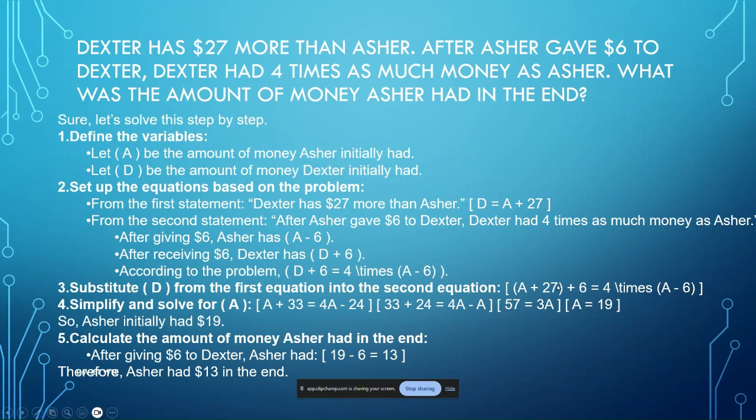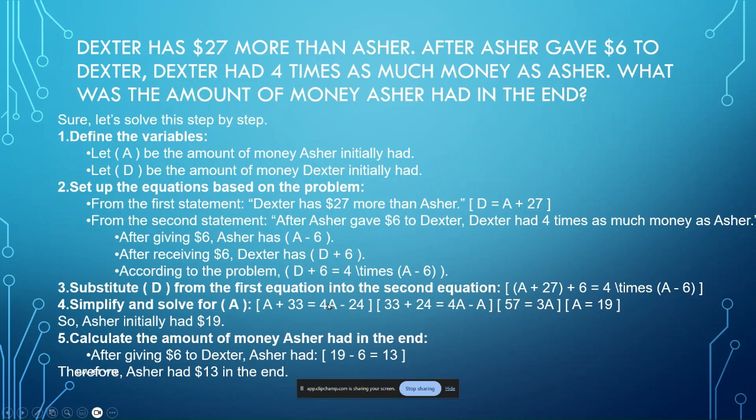Okay, so if you open up the bracket here, all right, you have 27 plus 6, which is 33. Right, then you take the 4, multiply the brackets, you have 4A, then minus 24. You see that? So you actually end up with this one.